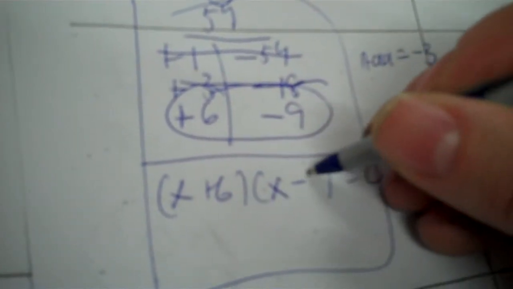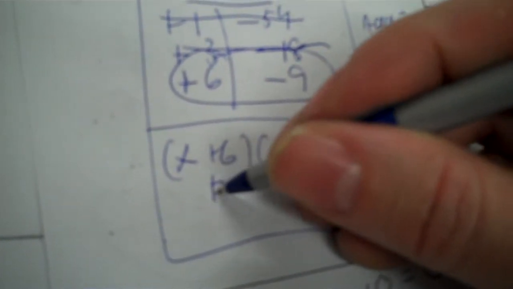Plus 6, minus 9, and then F1, F2. So x plus 6 could equal 0, or x minus 9 could equal 0. So you get negative 6 and positive 9.